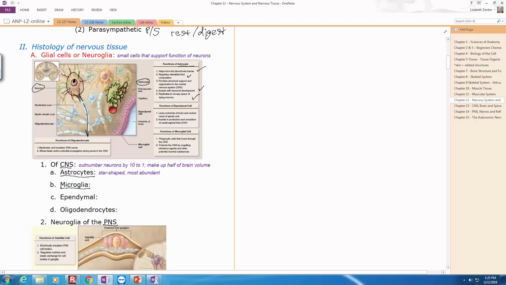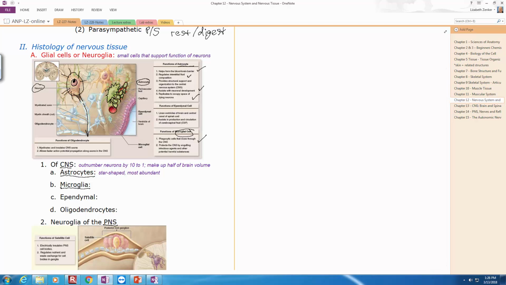Let's see, functions of ependymal cell, or microglia, sorry, let's go in order here. So we have microglia. Microglia are another glial cell of the CNS, and that's the third box down here. So it says phagocytic cells that move through the CNS. So phagocytic means that if you see something that doesn't belong there, see something, say something, right? This microglia would go there and do surveillance. He goes along and checks things out and says, hey, wait, you don't belong here, or you're debris. I'm going to phagocytize you, bring you into my cell, literally eat you and break you down because you don't belong there. So that's what microglia cells are.